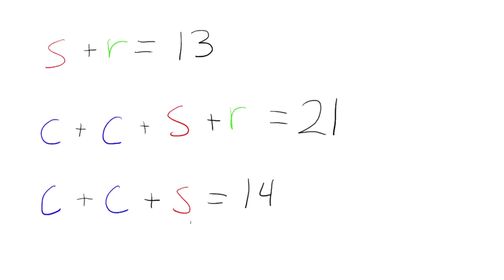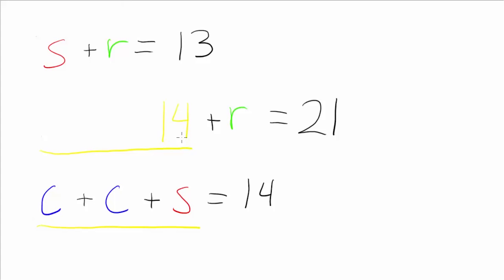So we can actually replace C plus S with the number 14 in the second equation to have 14 plus R equals 21. Using the part-whole model, we can solve that the weight of the rectangle is 7. We can then replace the R in the first equation with our calculated value of 7. Our new equation would be S plus 7 equals 13. We can then solve S to be 6 pounds.